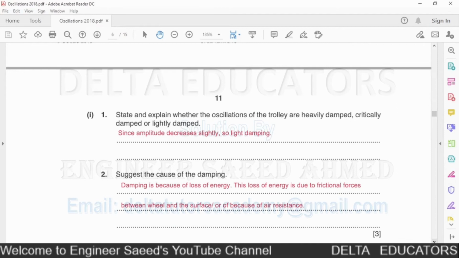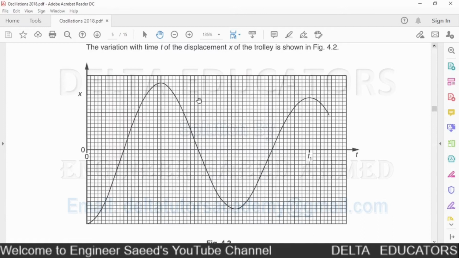Part 1. State and explain whether the oscillations of the trolley are heavily damped, critically damped, or lightly damped. In case of damping, the amplitude of the wave decreases. Here we are looking, the amplitude is more, here the amplitude is less. So we can say we have damping. If there is a slight change in the amplitude, it is called light damping, and if there is a big decrease in the amplitude, then it is heavy damping. We have a slight decrease in amplitude, so we have light damping.